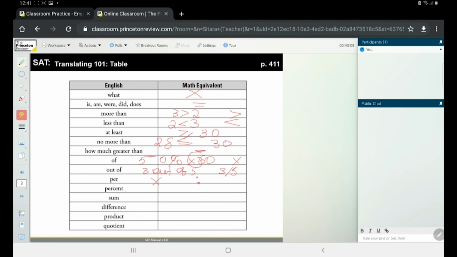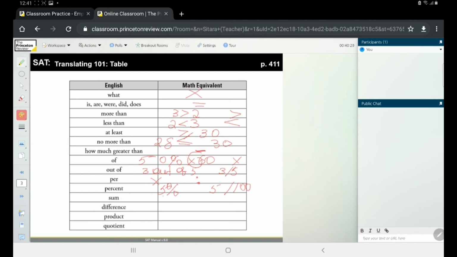Percent, you know, it's that kind of sign, percent. For example, 5% means 5 divided by 100. So a percent means something divided by 100. For example, 6%, 6 divided by 100, and so on.